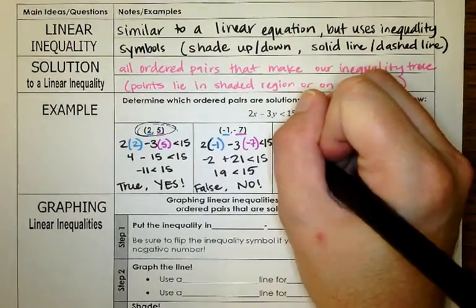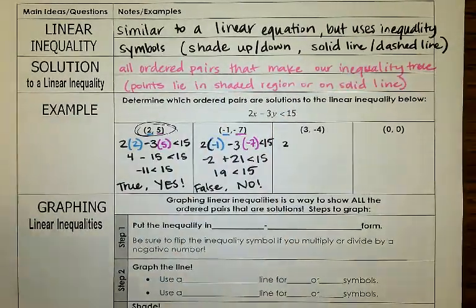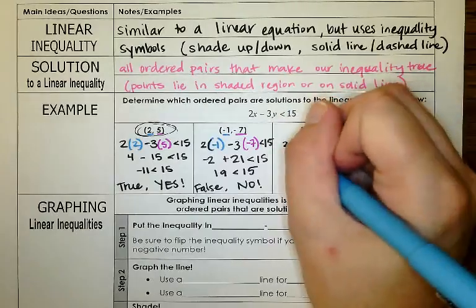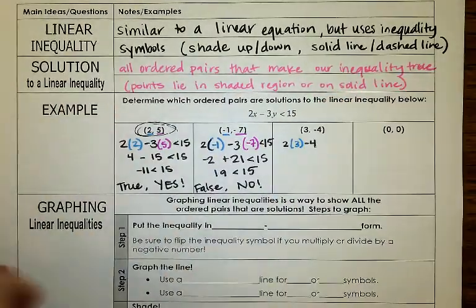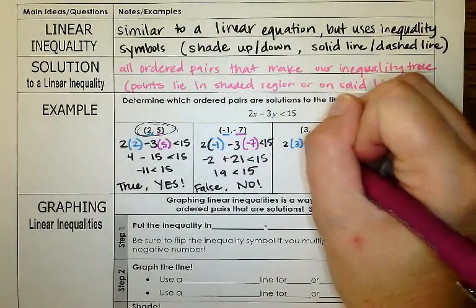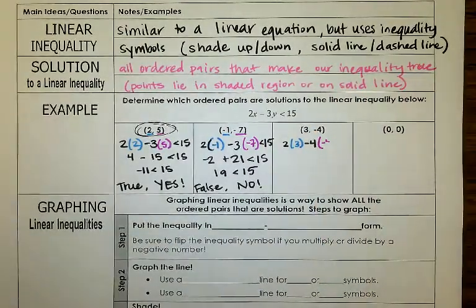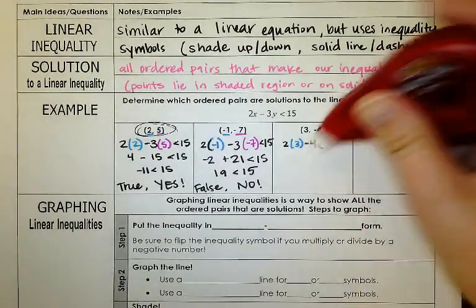We're going to say 2, and instead of times x, we're going to say 2 times 3 minus 4 times, oh, what did I do wrong? Whoops, sorry guys.